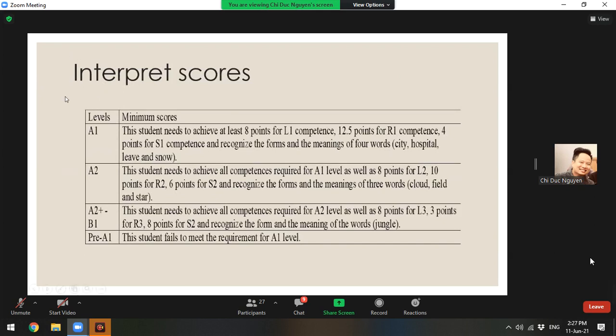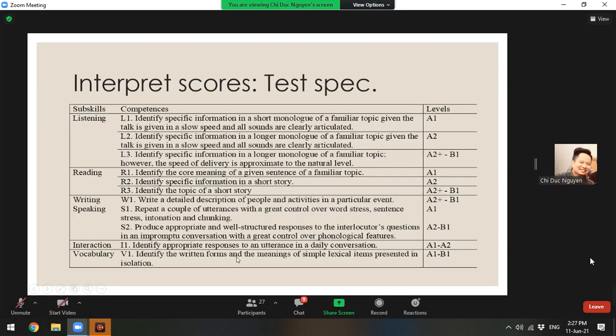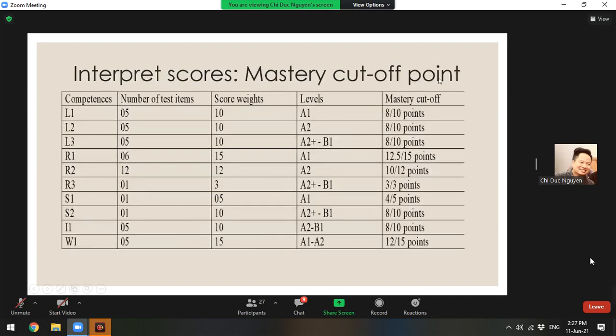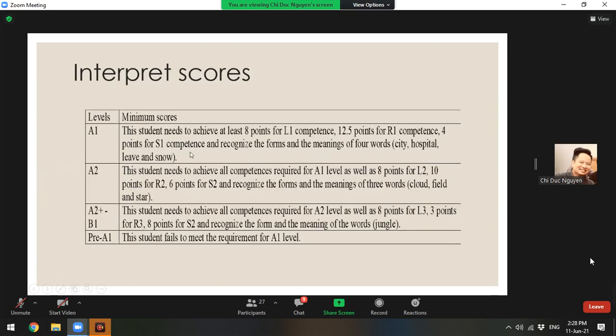Okay, after this kind of looking back, we can have some kind of interpretation of the score in the same test specification. So in the test specification, we need to look at 3 things. The first one is going to be the competencies that we are going to measure. The second one is going to be the mastery cut-off point, the quantitative threshold that we need to base ourselves on. The final one is the way that we need to interpret it. Here is the way that the test designer asks a teacher to find out enough evidence to make the conclusion for this.